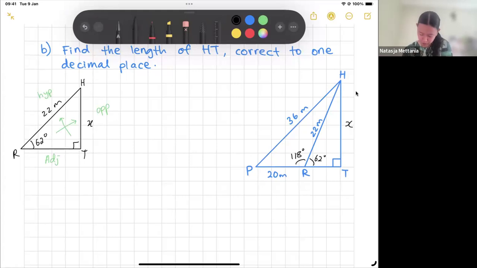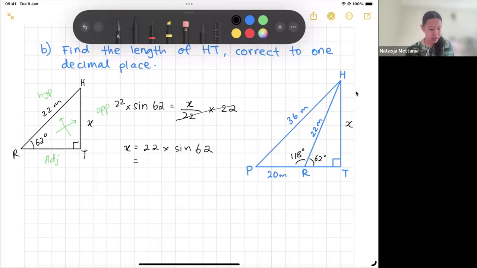So what are we going to use? We're going to use sine, as my x and 22 lie on the opposite and the hypotenuse side. So it's going to be sine 62 equals my opposite side, which is x, all over 22. Solve it for x, so I'll multiply 22 on both sides. These 22 will cancel out. x will equal 22 times sine 62.